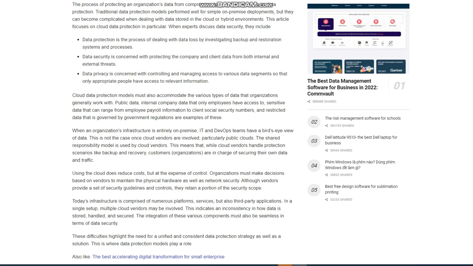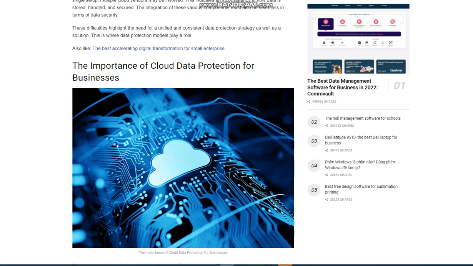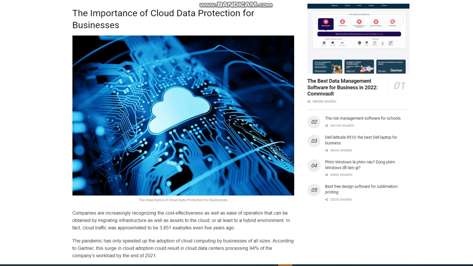The importance of cloud data protection for businesses. Companies are increasingly recognizing the cost-effectiveness as well as ease of operation that can be obtained by migrating infrastructure as well as assets to the cloud, or at least to a hybrid environment. In fact, cloud traffic was approximated to be 3,851 exabytes even 5 years ago.